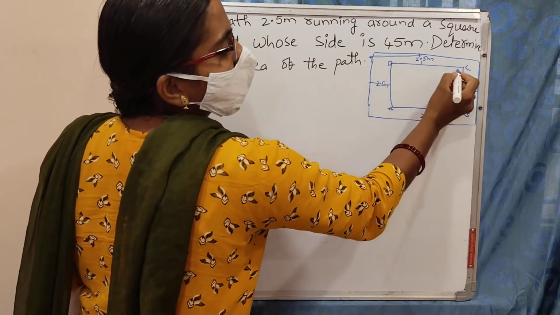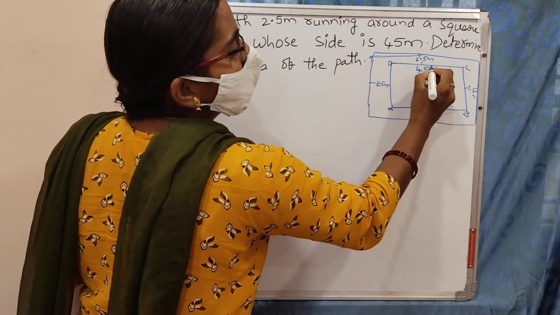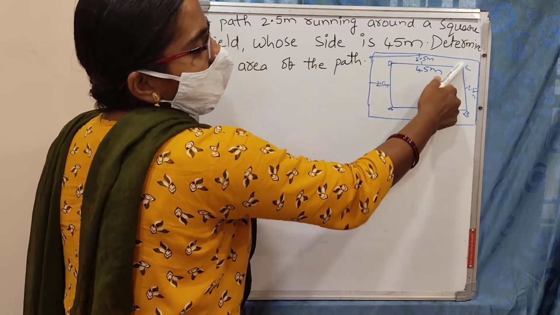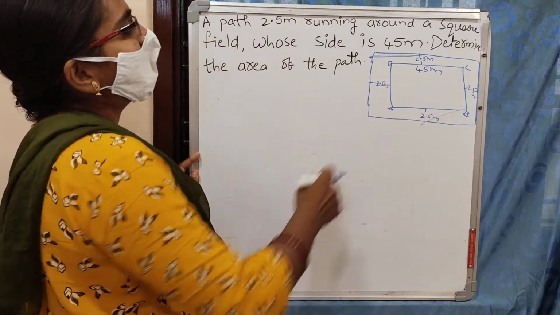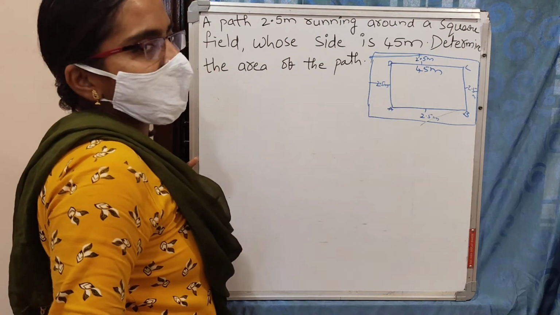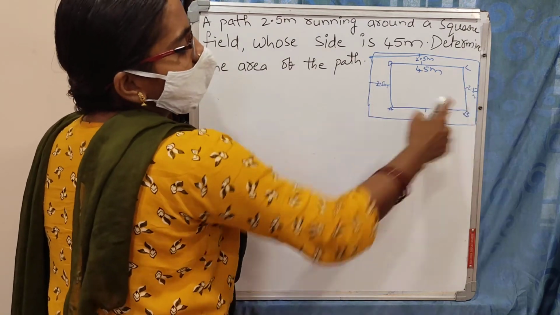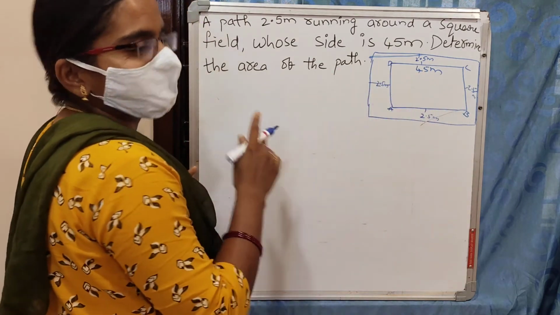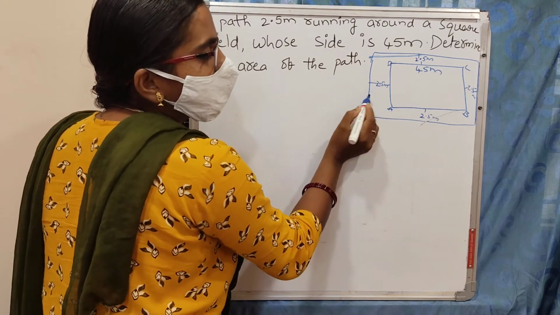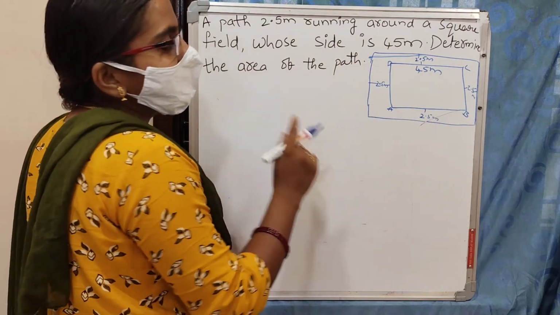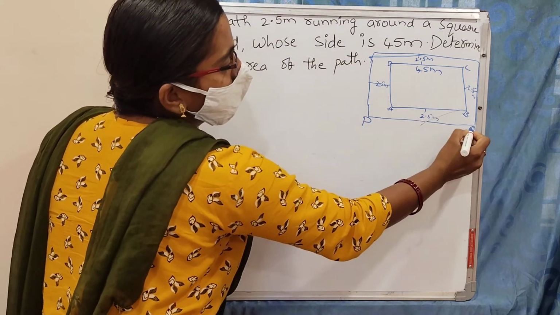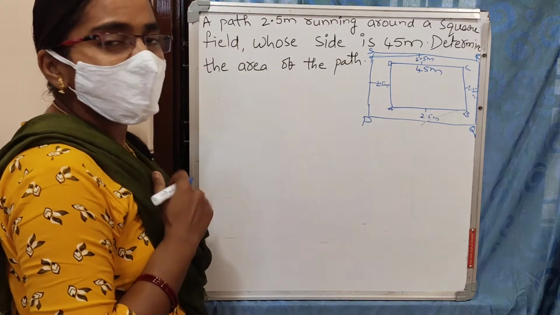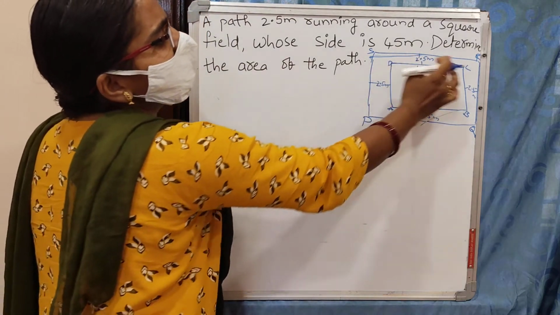A path 2.5 meter wide running around a square field whose side is 45 meter. Means the side of this square field is 45 meter. Square means all sides are equal. So AB 45, BC 45, CD 45, DA also 45. Next, determine the area of the path. What is this path? When ABCD is a square, around it same with 2.5 meter width. Means if you take this P, Q, R, S, PQRS is also a square. Why? Because this is a path.